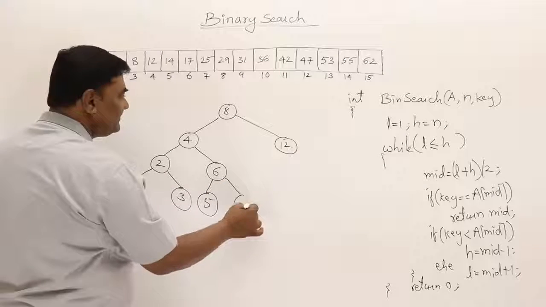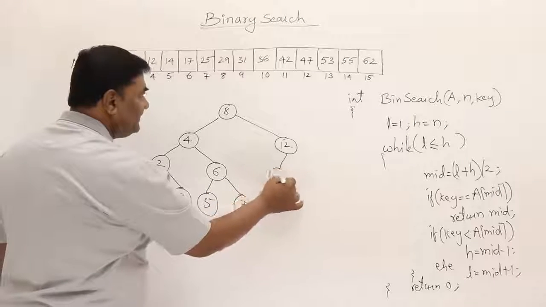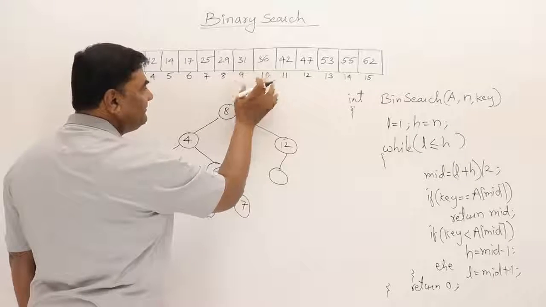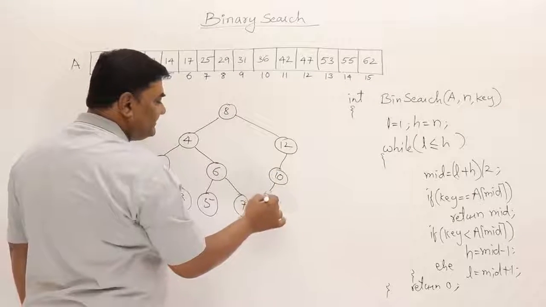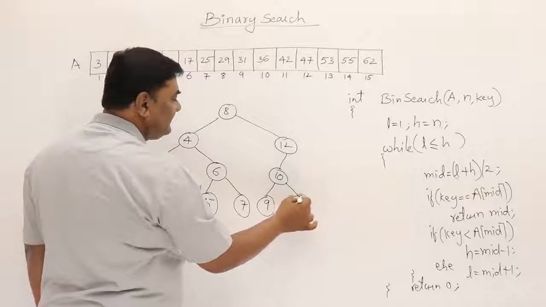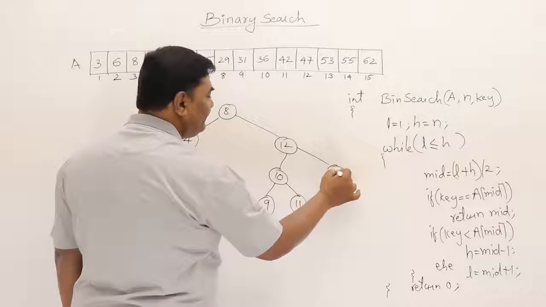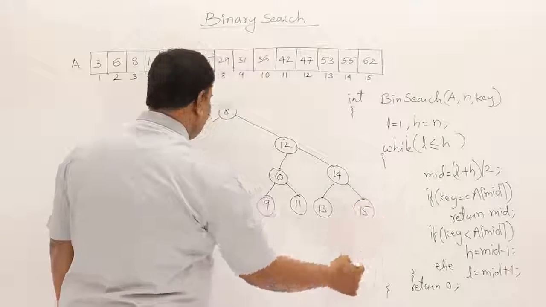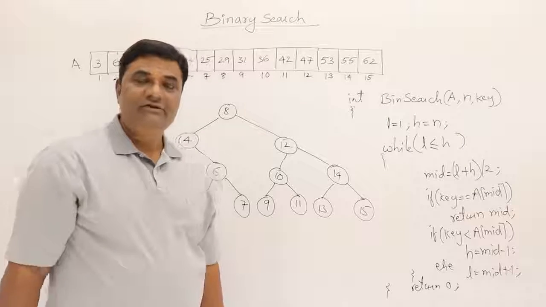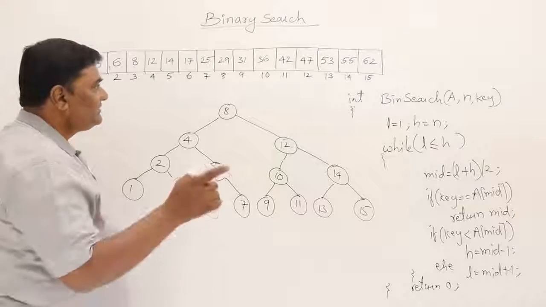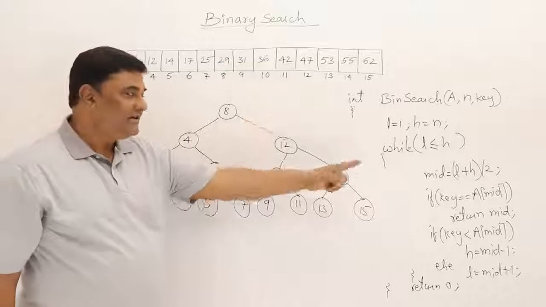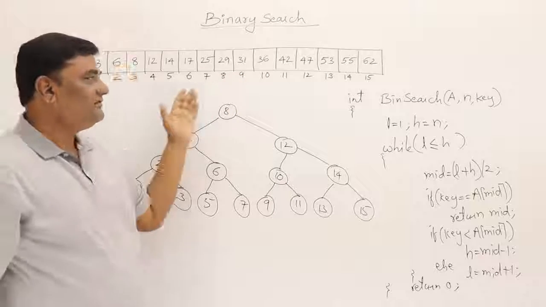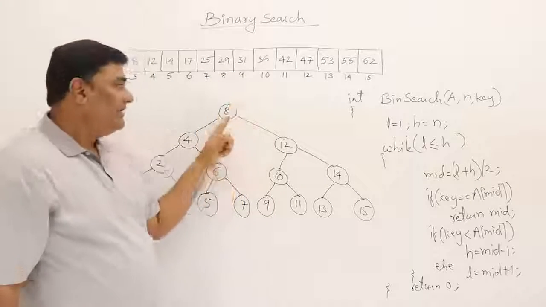The right hand side of 6 is 7. And the left of 12, leaving 8, 9 to 11, the middle is 10, and the left hand side of this is 9, the right hand side is 11. On this side we will have 14, with 13 on the left hand side and 15 on the right side. Now let me show you quickly some examples. If I am searching for 29, this algorithm will find mid and go to 8, that is 1 plus 15 by 2, which is 8. Mid is 8, and the element is found.